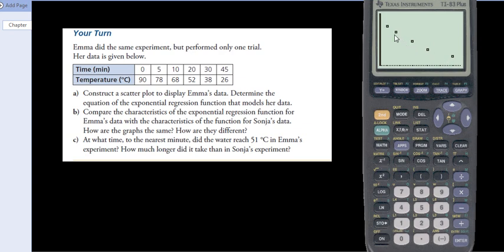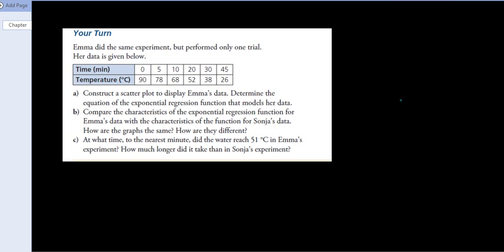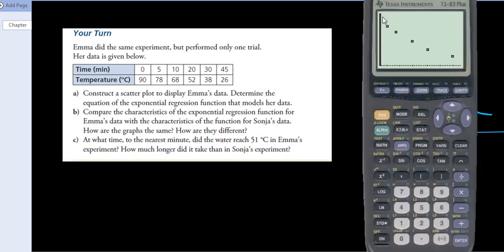Once these points are scattered, you see that there's a little bit of curvature there. It looks like the data points form this kind of shape, not really linear. So that's going to be what? Exponential? Not logarithmic, right? It's going to be exponential. Okay, we'll get to this in a second. Determine the equation of the exponential regression that models the data. All right, so go ahead and do that.